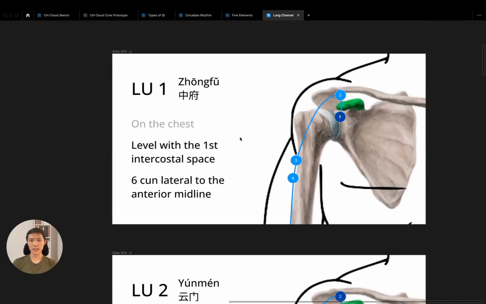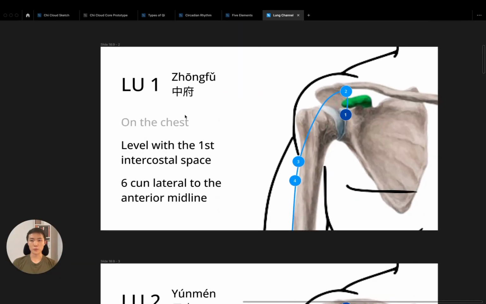So first, we have lung 1, 中府, and it's on the chest, level with the first intercostal space. So that's the first space between the first and second ribs. And it's going to be level with that. So horizontally, level. And it's going to be 6 cun lateral to the anterior midline. So the anterior midline, 6 cun.